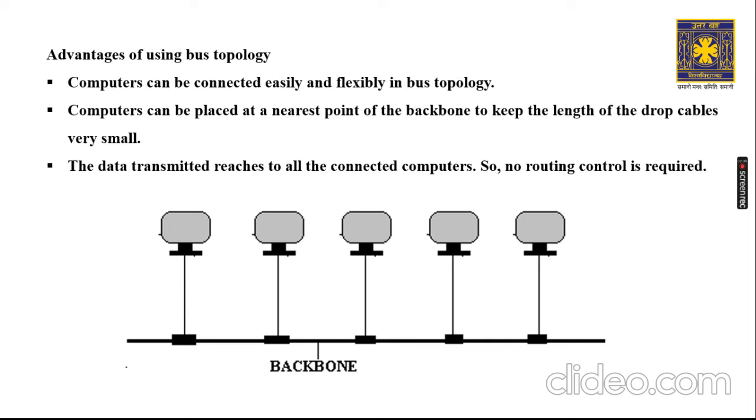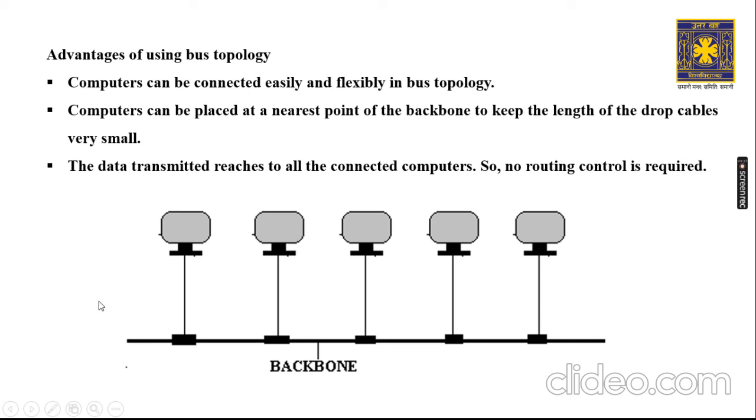Now here you can see a picture of a bus topology. Here you can see the backbone. Backbone is nothing but a wire, say twisted pair like wire. And you can see this is called drop. And you have punctured this wire at different places to connect different computers. So these are actually called taps. In each tap you can connect one computer. So this is the way a bus topology looks like.